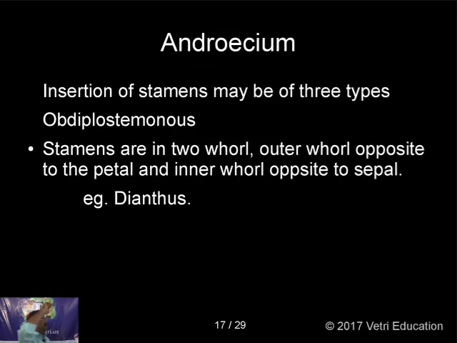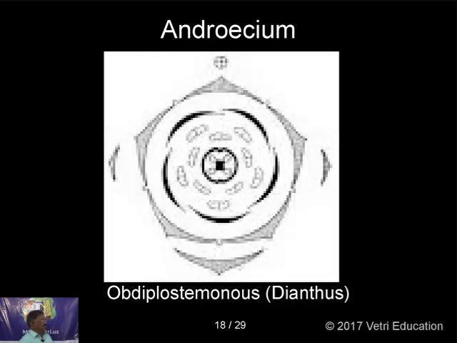The next one, the insertion of the stamens may be of 3 types, as I told you already. Another one is the obdiplostemonous condition. Here the stamens are in 2 whorls. Outer whorl is opposite to the petal and inner whorl is opposite to the sepal. Example, dianthus. If you see the diagram, you can understand. This is called obdiplostemonous condition. The outer whorl is opposite to the petal and inner whorl opposite to the sepal. That's all. This is obdiplostemonous condition.